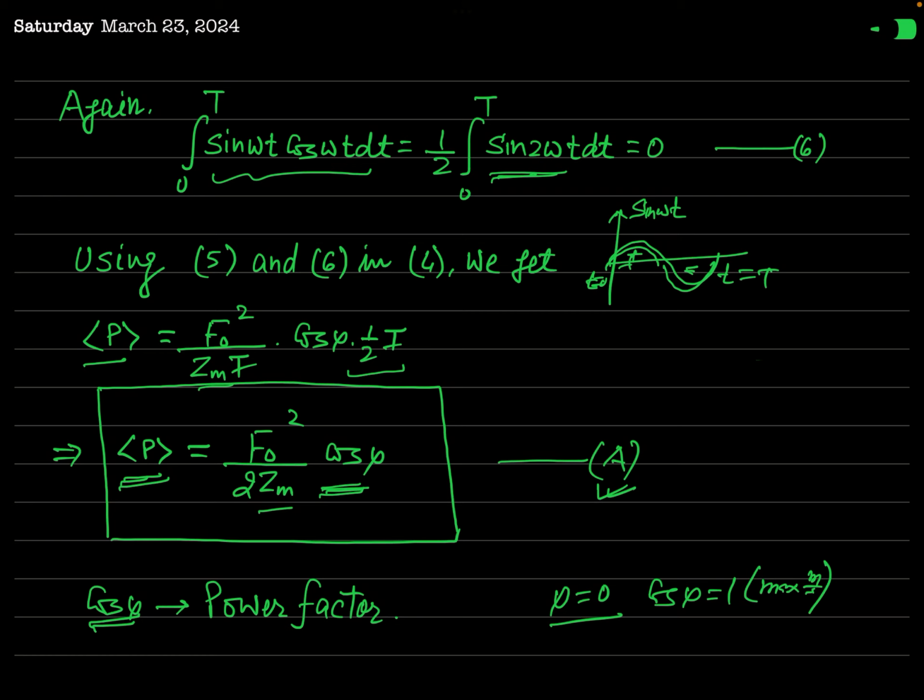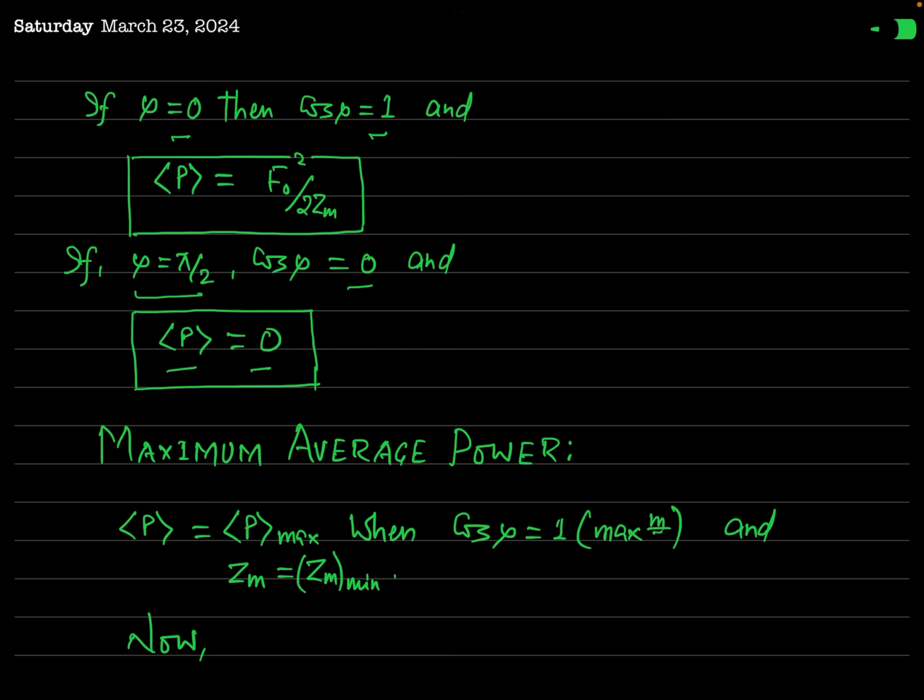And you can see the form of this equation. If cos phi is maximum, then power will be maximum. But when Zm is minimum, then power will be maximum, because it is in the denominator. So to maximize the average power, you have to maximize cos phi but minimize Zm. To make P maximum, Zm should be minimum, but cos phi should be maximum. So let us impose this condition to get the maximum average power. P is equal to P max when cos phi is maximum, that is 1, and Zm is equal to Zm minimum.